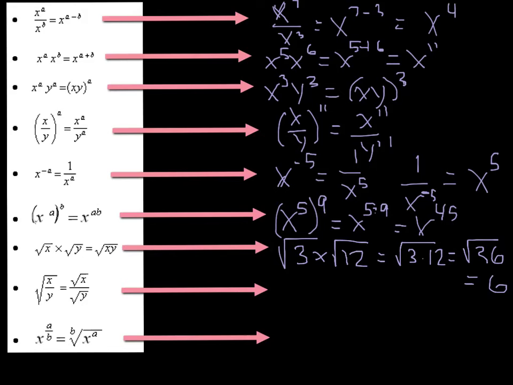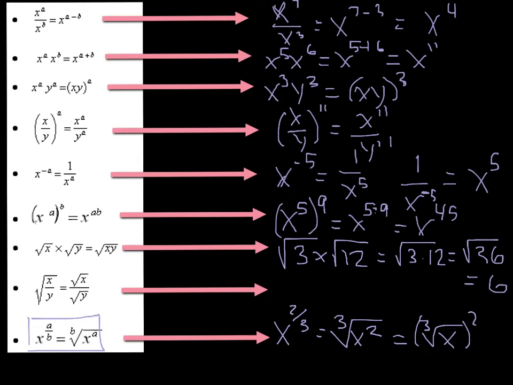And the big one I'm going to jump ahead to now is rewriting rational exponents as a radical. And that one looks like, for example, x to the 2/3, that would equal the cube root of x squared, or I could write it as the cube root of x squared. If you look here, the denominator of the rational exponent is the root, whereas the numerator is the exponent.